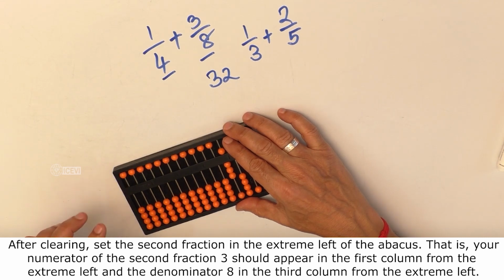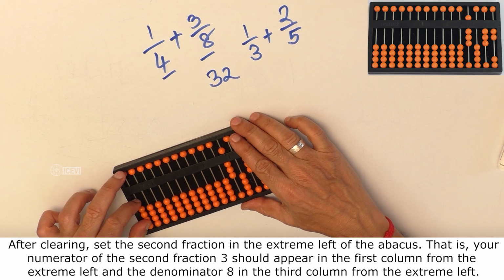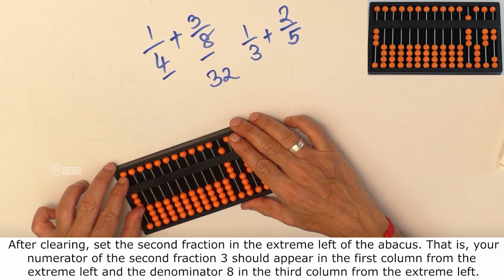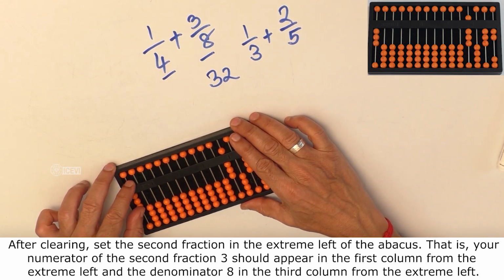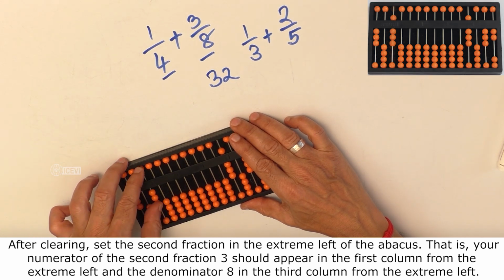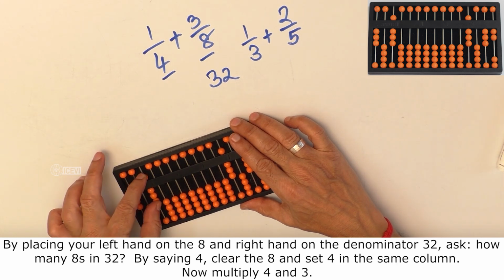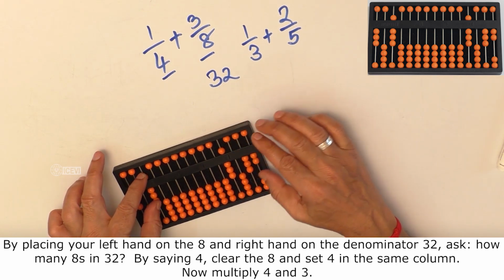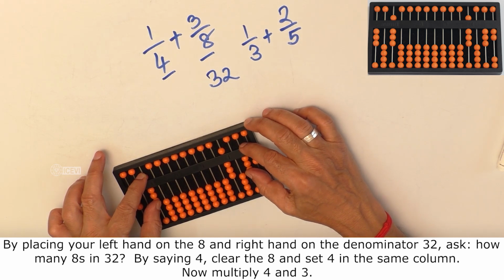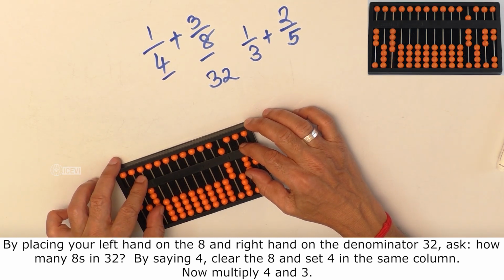That is, your numerator of the second fraction, 3, should appear in the first column from the extreme left and the denominator 8 in the third column from the extreme left. By placing your left hand on the 8 and right hand on the 32, ask how many 8s in 32. By saying 4, clear the 8 and set 4 in the same column.